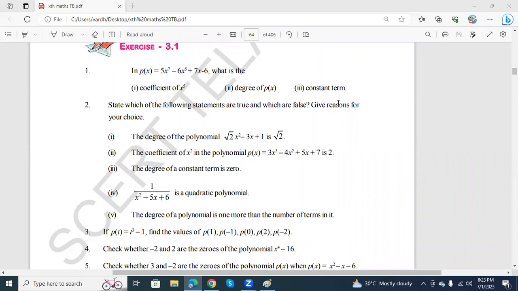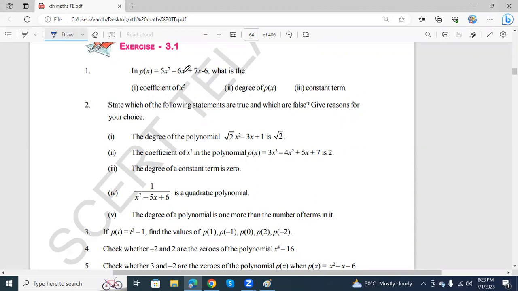In this video, I am going to explain exercise 3.1 from chapter Polynomials. First question. In P of x is equal to 5x power 7 minus 6x power 5 plus 7x minus 6. What is the coefficient of x power 5?